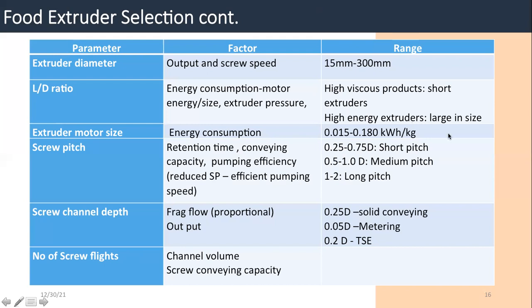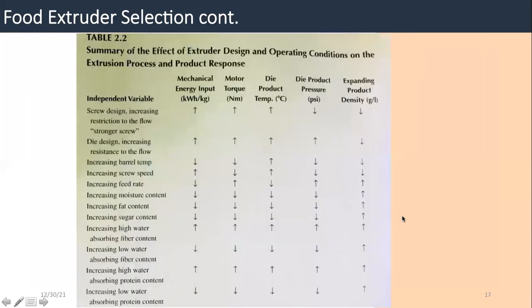Here you can see some factors before selecting an extruder: diameters, output and screw speed, the range, length and diameter ratio, energy consumption, and high viscous product. For high viscous products: short extruders, high energy extruders, large in size, motor size, and screw pitch, channel depth, flight. This is just an example. So there are so many factors, right?